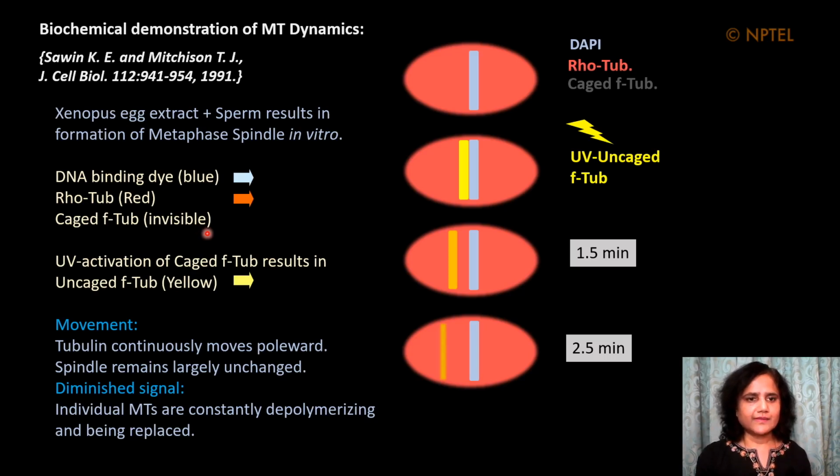Now this means that it was invisible, it's not fluorescing when it was initially added in the reaction, but its fluorescence can be uncaged by UV irradiation. So UV activation of the caged fluorescein tubulin results in the formation of uncaged fluorescein tubulin, which gives a yellow fluorescence, which can be detected.